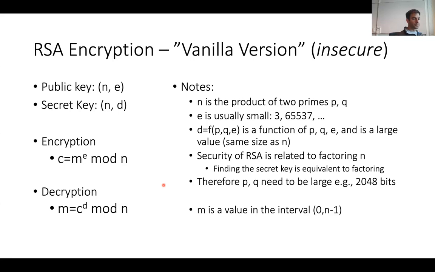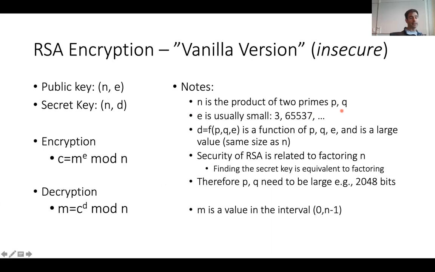So let's start by looking at how RSA works. In RSA, you have a public key, which is two numbers, N and E. And you have a secret key, which is also two numbers, N and D. The N is called the modulus, and it's the same both in the public key and the secret key. That's why we're using the same letter. And N is computed as the product of two large primes, P and Q.